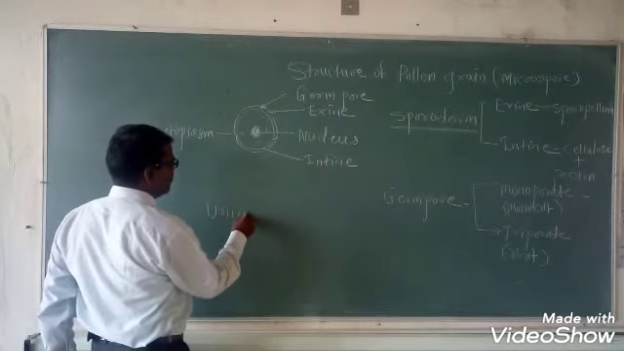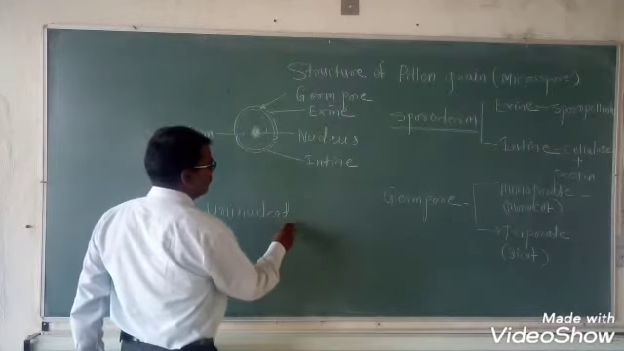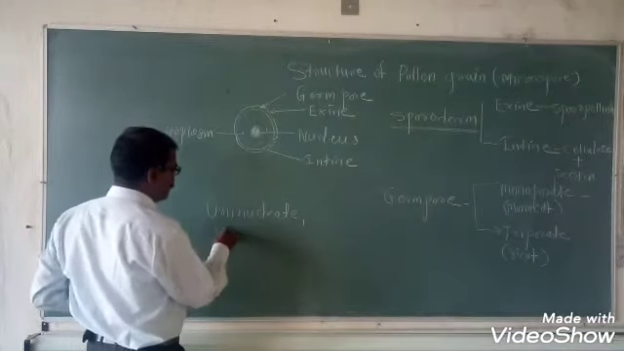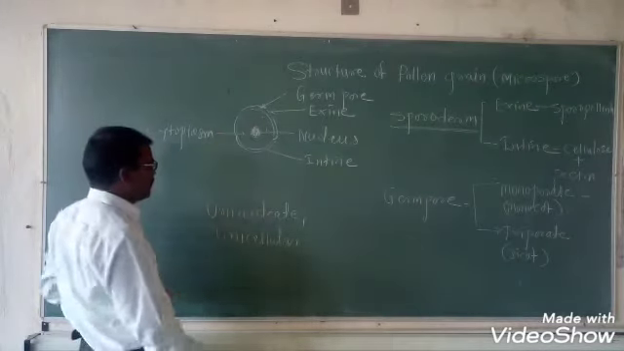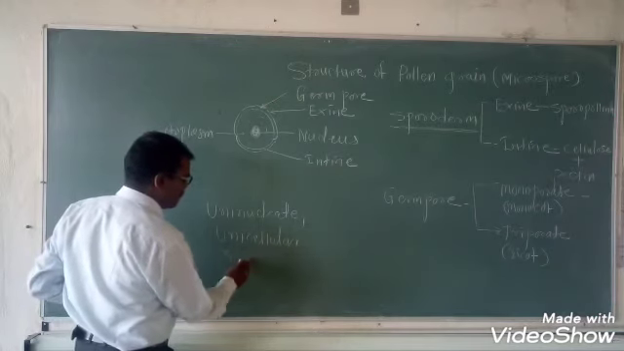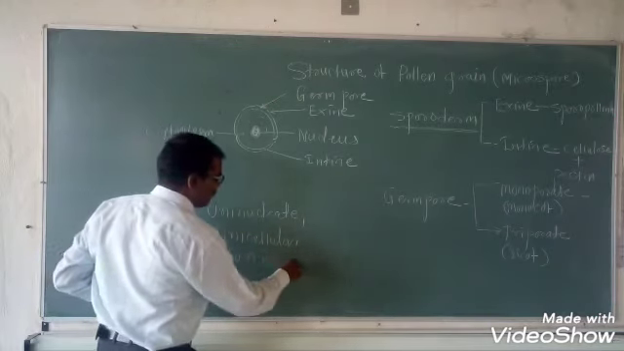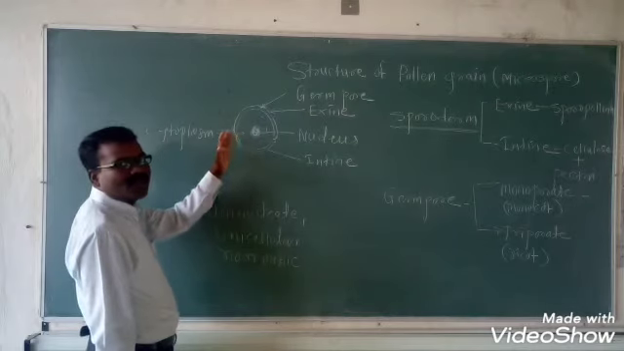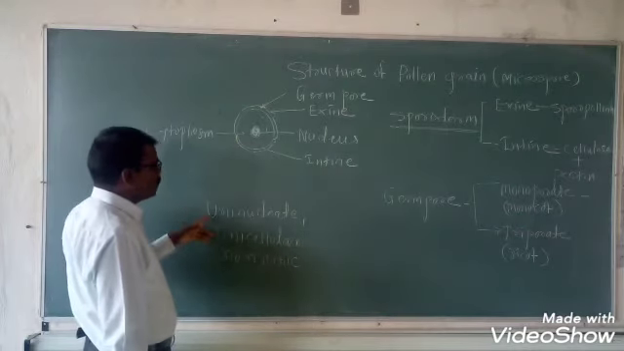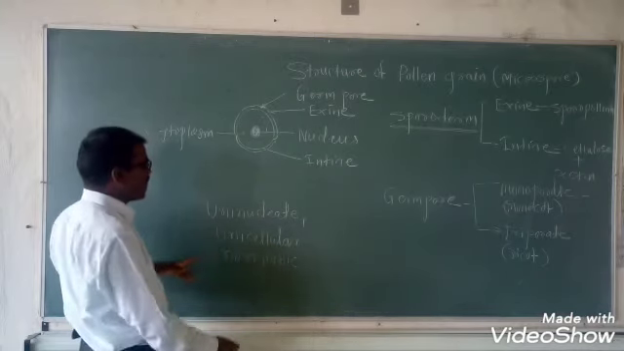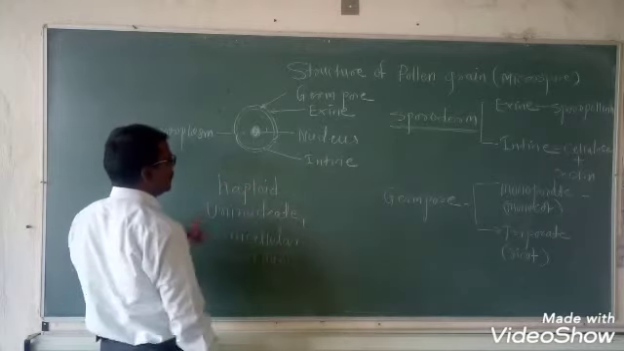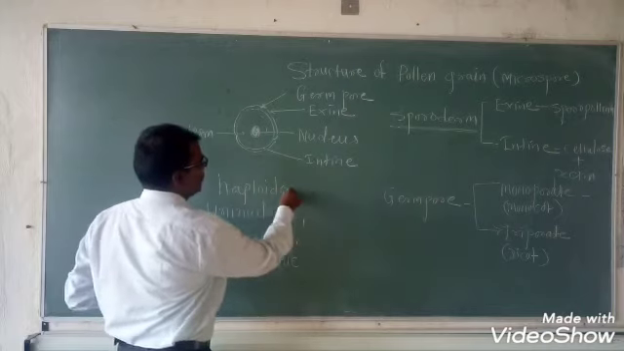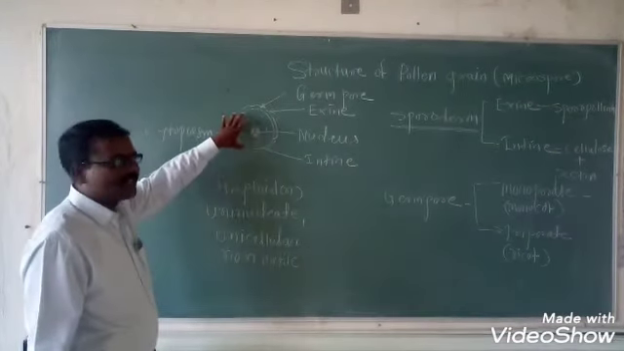Uninucleate, having a single nucleus. Unicellular, having a single cell. Non-motile, because pollen grain does not move from one place to another as locomotory organs are absent. Uninucleate, unicellular, non-motile and haploid. Haploid pollen grain because it consists of half the number of chromosomes of the plant.